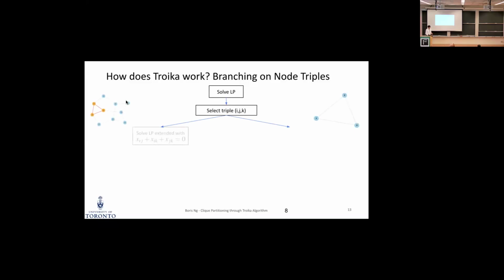In the left branch, we extend the LP model by adding an additional constraint. The constraint enforces that nodes I, J, and K belong in the same cluster. In the right branch, on the other hand, we extend the LP model with another constraint. This constraint enforces that at least 2 out of the 3 nodes have to be in different clusters. So for each branch, we again solve the respective extended LP models.